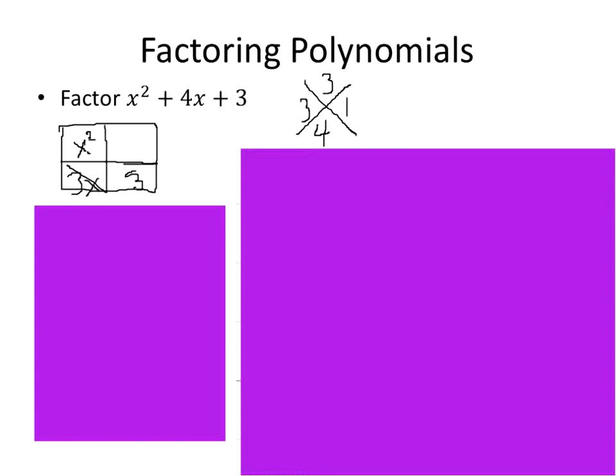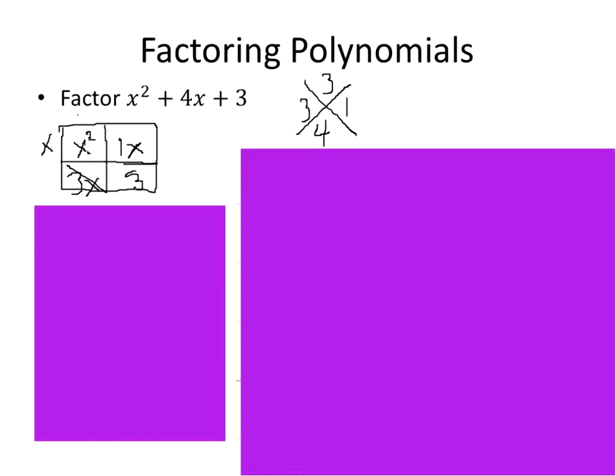So we split the 4x into 3x and 1x. Then you can see that x squared plus 1x plus 3x plus 3 is going to be the 4x, and it works. That's what you'd get if you actually multiplied out your factors. So what goes here? Let's look across this way. They have an x in common.